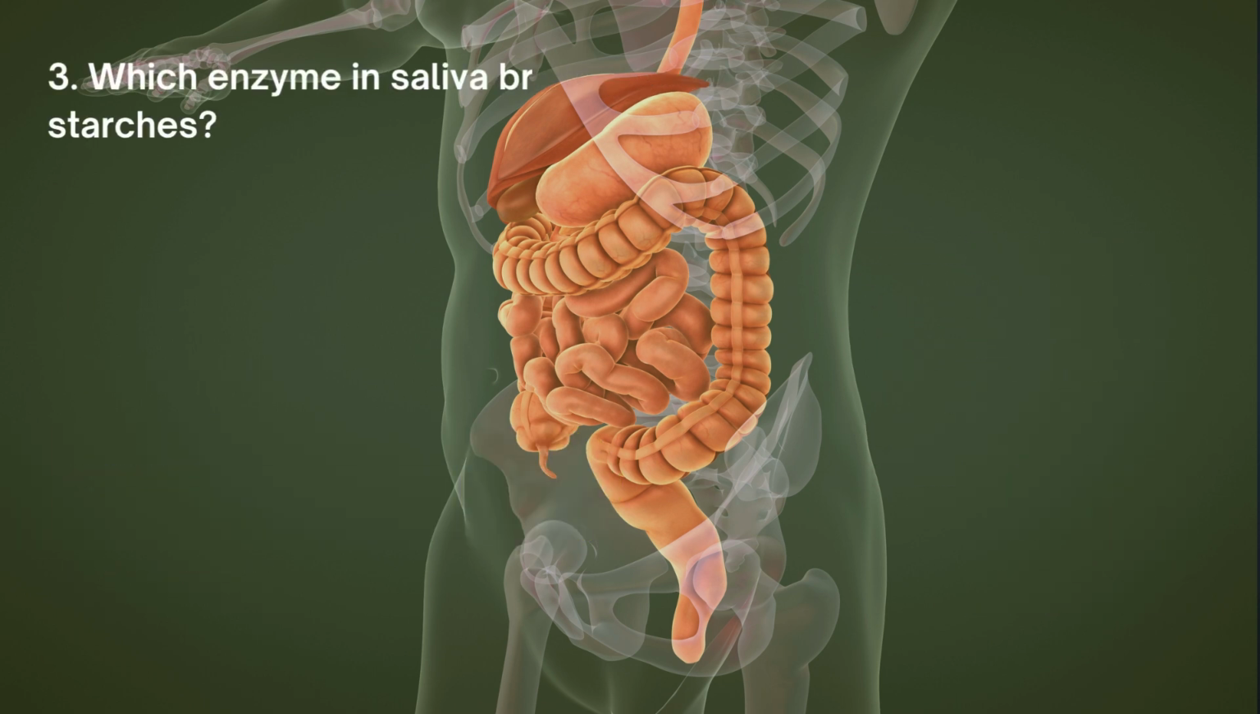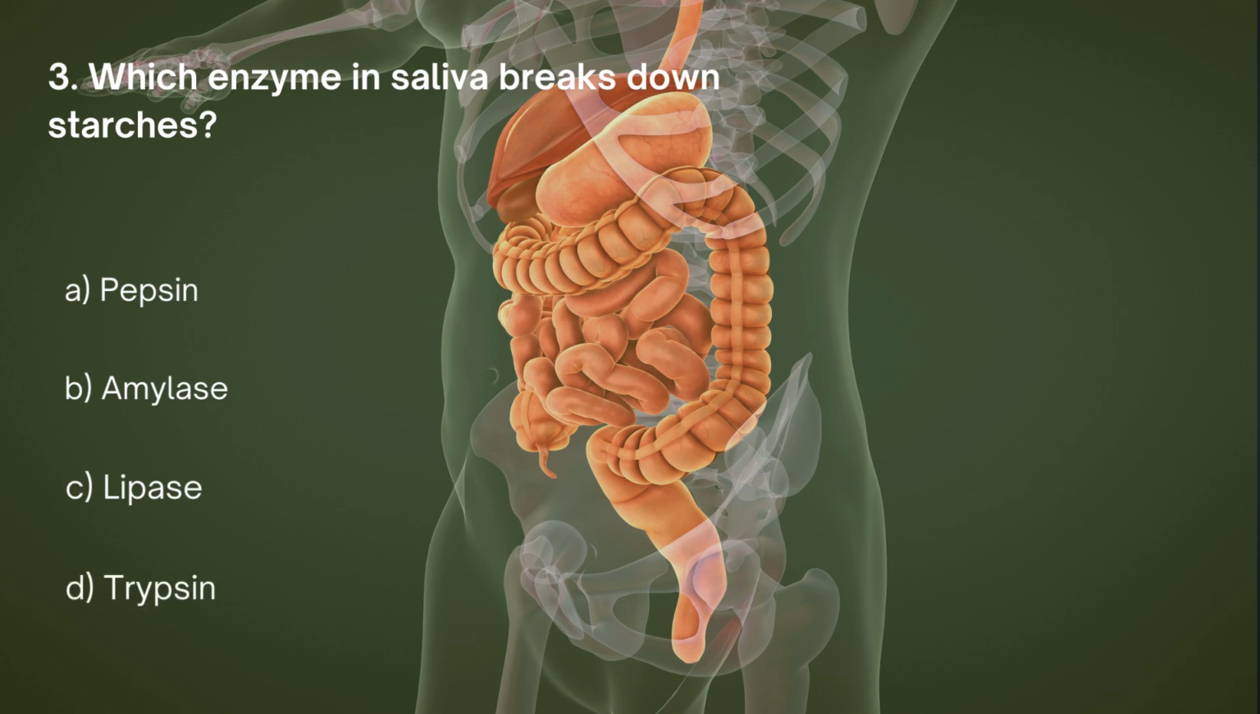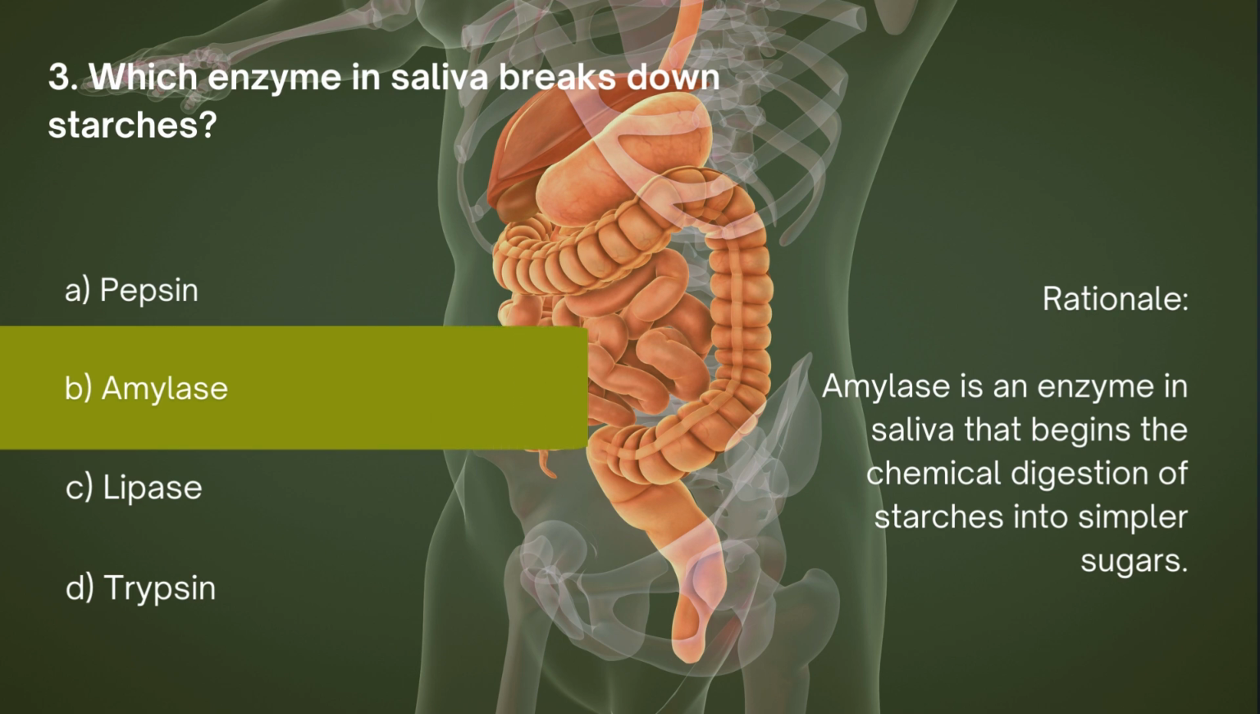3. Which enzyme in saliva breaks down starches? A. Pepsin. B. Amylase. C. Lipase. D. Trypsin. Rationale. Amylase is an enzyme in saliva that begins the chemical digestion of starches into simpler sugars.